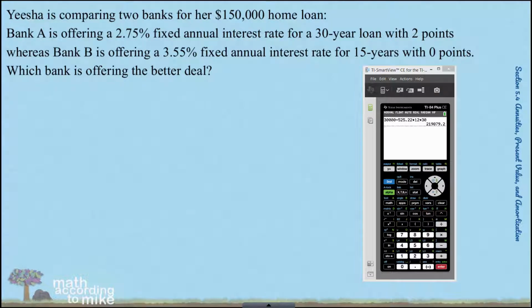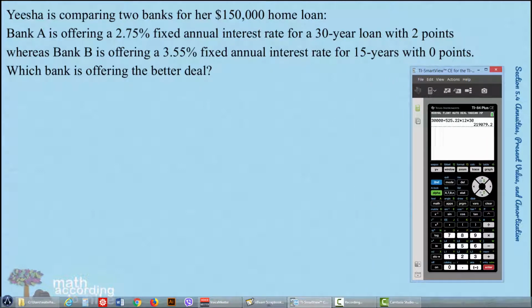Yesha, who is Atris's daughter, everyone knows this, is comparing two banks for her $150,000 home loan. The first one has a lower interest rate but with points, and the second one has a higher interest rate with no points. Which bank is offering the better deal? Well, we need to figure out how much her payments would be under each scenario, and then figure out the total amount paid. Notice the loan is $150,000, so we don't have to include the down payment or anything. That's already taken care of.